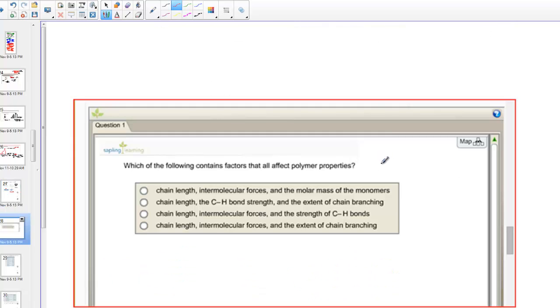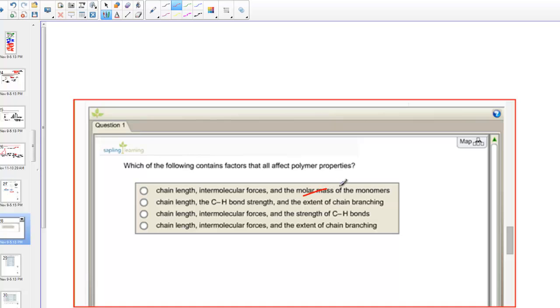Which of the following contains factors that affect polymer properties? Choice 1: the chain length, intermolecular forces, and the molar mass of the monomers. Choice 2: chain length, carbon-hydrogen bond strength, and the extent of branching. Choice 3: chain length, intermolecular forces, and the strength of CH bonds. Choice 4: chain length, intermolecular forces, and the extent of branching.